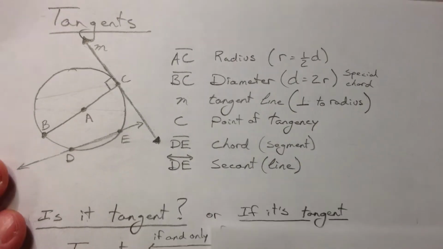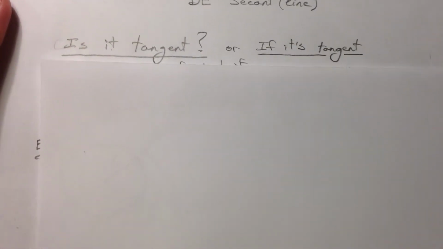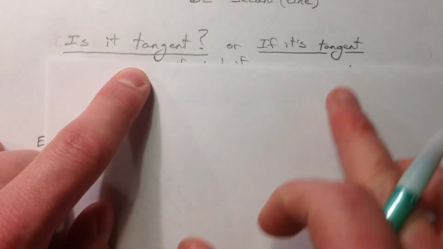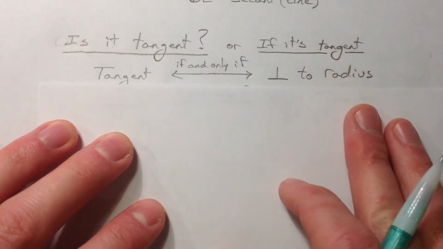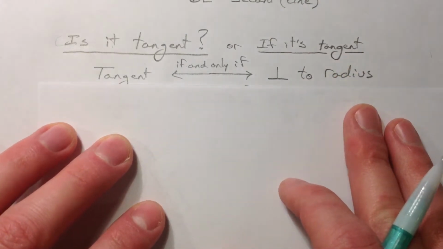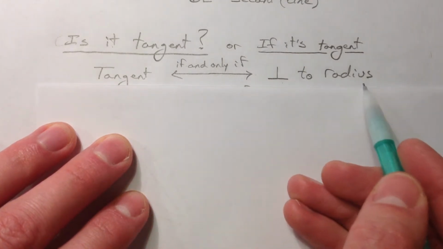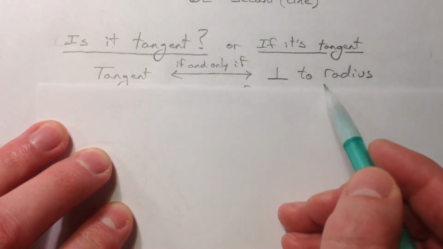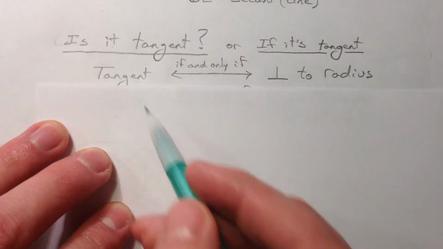Now, how do I know if something is a tangent, or if I do know that it's a tangent, what does it tell me? It's all about that perpendicular to the radius that I was talking about. Something is a tangent if and only if it's perpendicular to the radius. So if I know it's a tangent, I know it's perpendicular. If I know it's perpendicular, then I know it's a tangent.